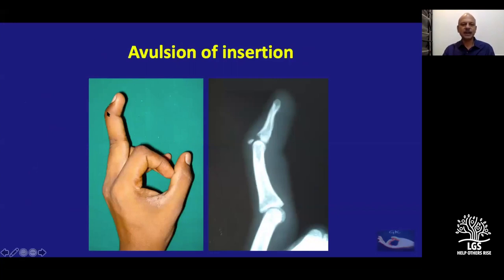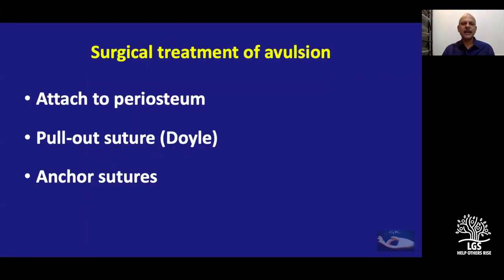Now look at this. This is a typical type 1 where you have a very small fracture fragment and avulsion fragment. So this will come under type 1 Doyle classification, and this can be managed. Some people think that when you have an avulsion, you can always suture it to the periosteum. Please remember, it can never be sutured to the periosteum. It will never be strong enough because the flexor tendon that is acting on the other side, the antagonistic muscle, is very strong, and your suture in the periosteum will not help. So this should not be done.